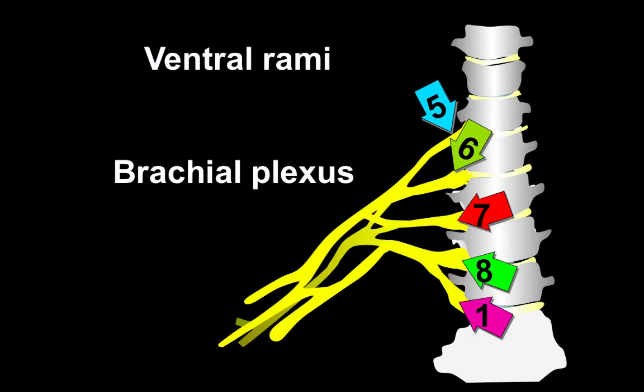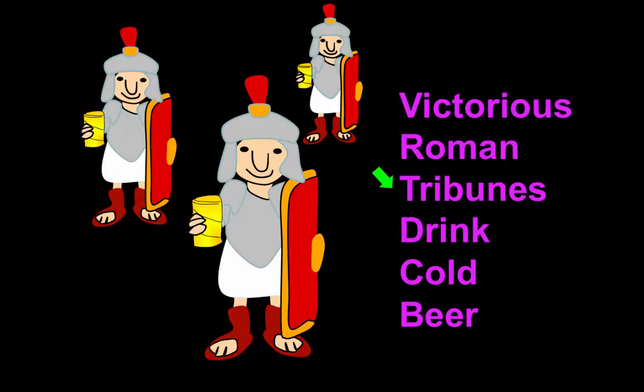The first structures of the brachial plexus are the cervical ventral rami of C5, C6, C7, and C8, and the 1st thoracic. The first letter of Tribunes, T, is used to remind me of the second component of the brachial plexus, which are the trunks.